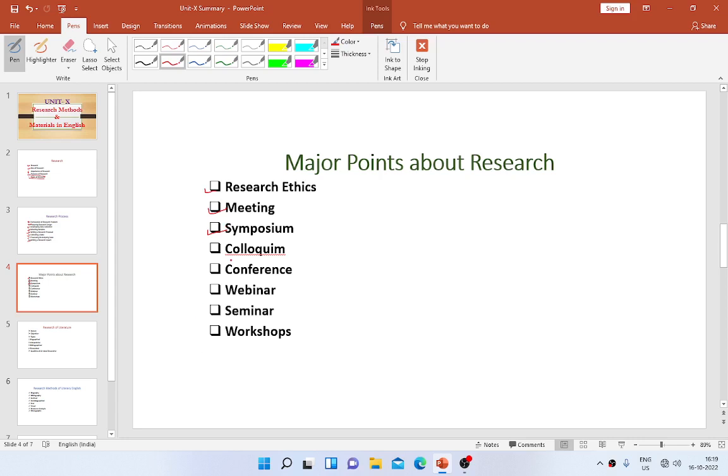Next one is colloquium. A colloquium is an academic meeting at which specialists deliver addresses on a topic or on related topics, then answer questions relating to these topics. A colloquium is targeted to a well educated but not specialized audience.